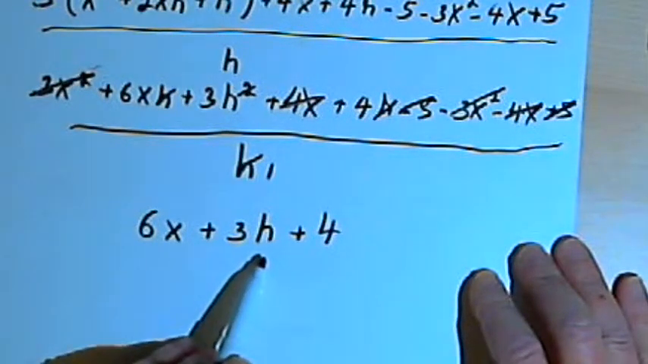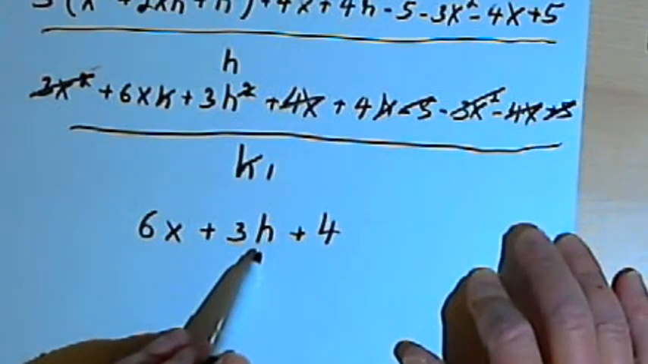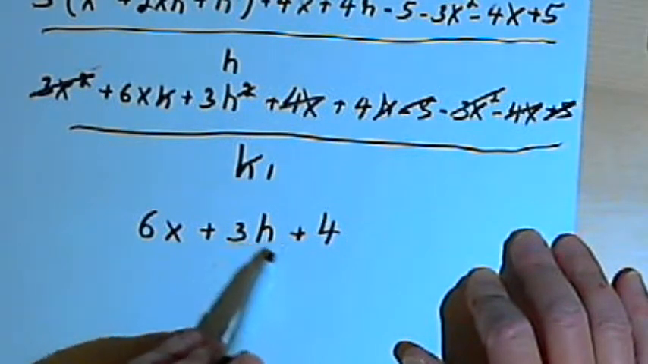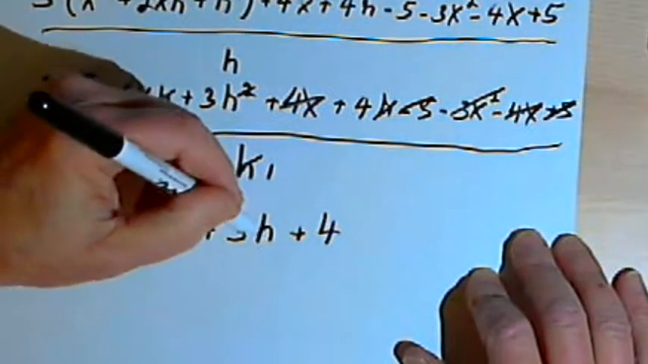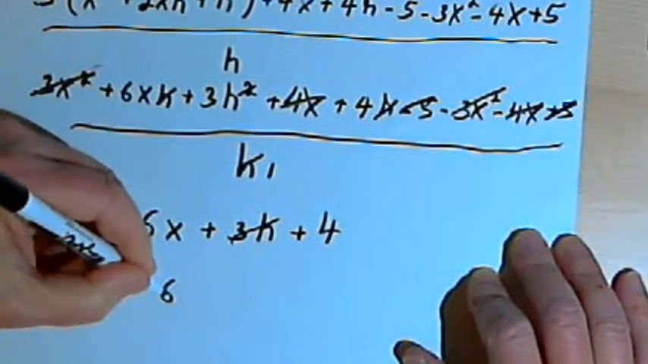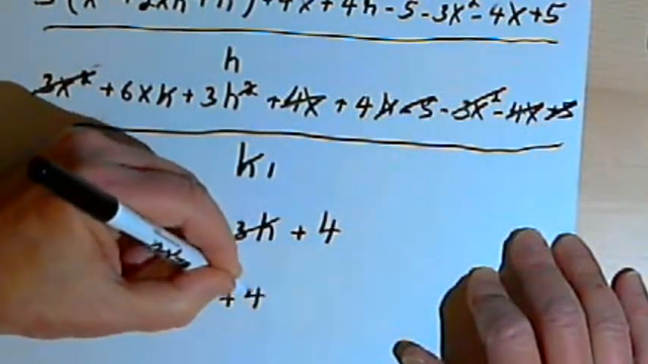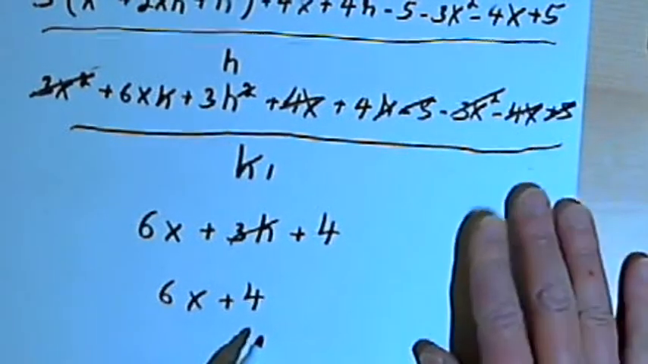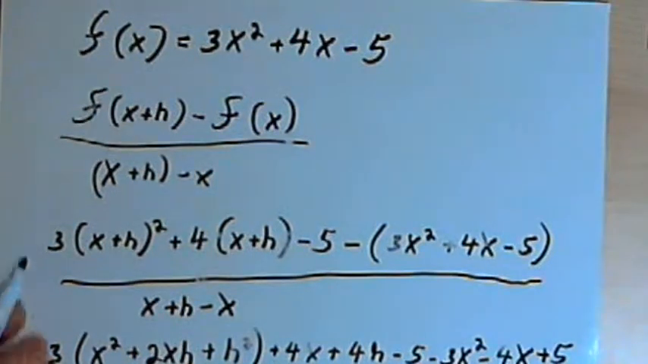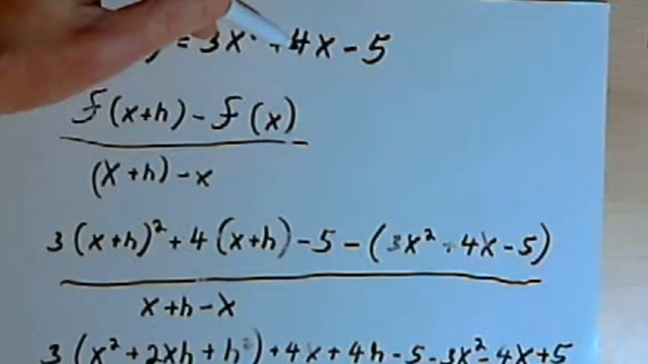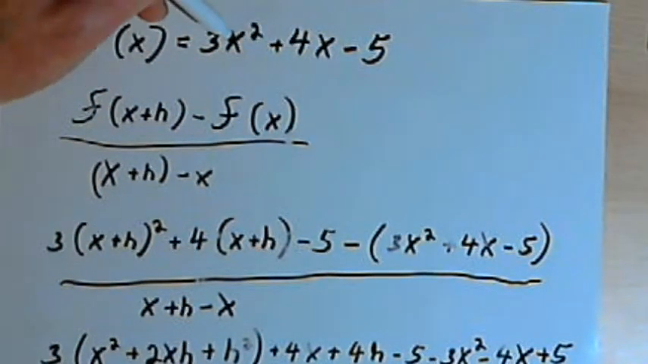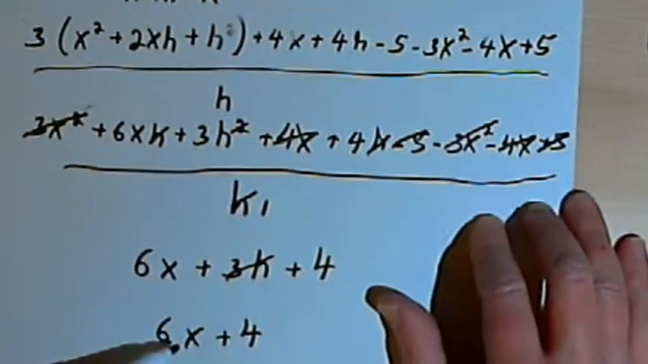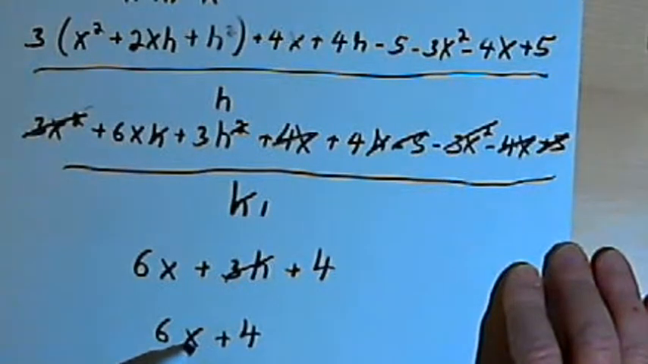Now, here's the interesting thing. Remember we said h was going to become very, very small. If it becomes incredibly small, we don't have to worry about it. So we can just cross it out, and what we're going to have is 6x plus 4. What the 6x plus 4 tells us is that for any point on the original function, any point that we'll call x, the slope at that point is going to be 6x plus 4.